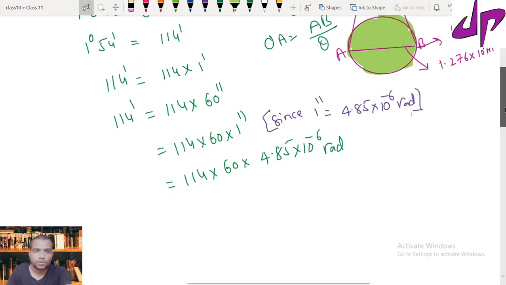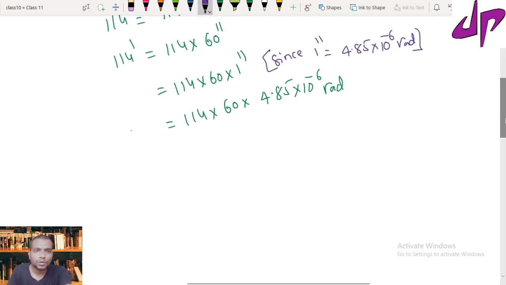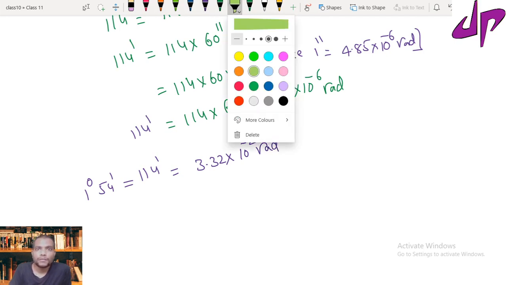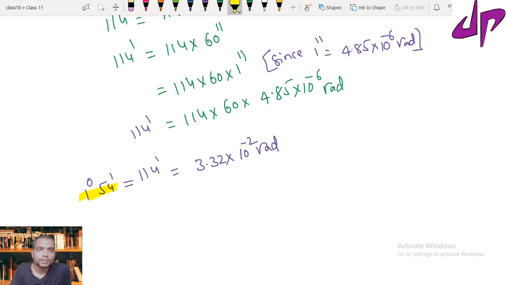So now we got the total minutes in terms of radians. We can write that radians value: 114 minutes, which is also equal to 1 degree 54 minutes, which is also equal to 3.32 times 10 power minus 2 radians. Now we got that value in terms of radians. The degrees value was given, so this is the conversion to radians.